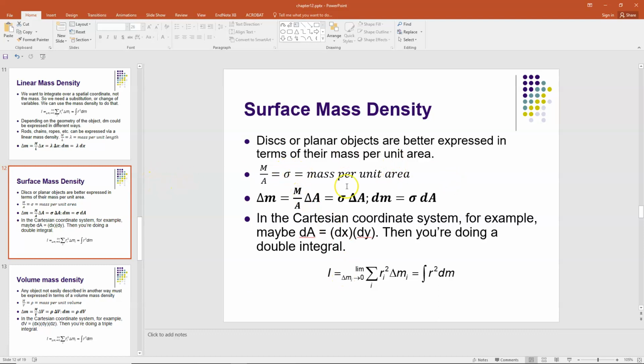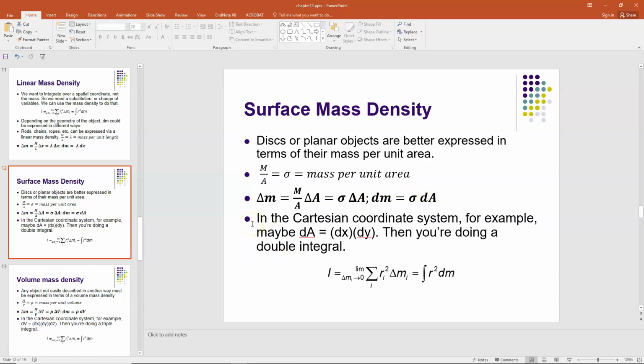Okay? So that means that my delta M would be my mass per unit area times my little area of my chunk, delta A. And that would be expressed as sigma times delta A. And then if I did that in terms of an integral, shrinking my delta M down to a dm, then I would write it as sigma times dA.